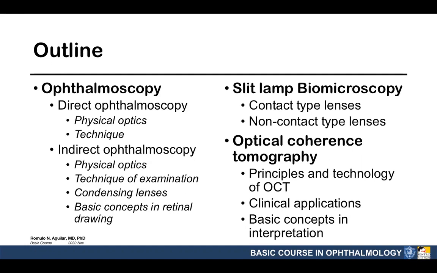This will be the outline of the session. So we will be discussing three main modalities: ophthalmoscopy, slit lamp biomicroscopy, and optical coherence tomography. Under ophthalmoscopy, we will be discussing direct as well as indirect ophthalmoscopy. For slit lamp biomicroscopy, we will be discussing the type of lenses that are used in conjunction with the use of the slit lamp in viewing the retina. And finally, the use of optical coherence tomography.